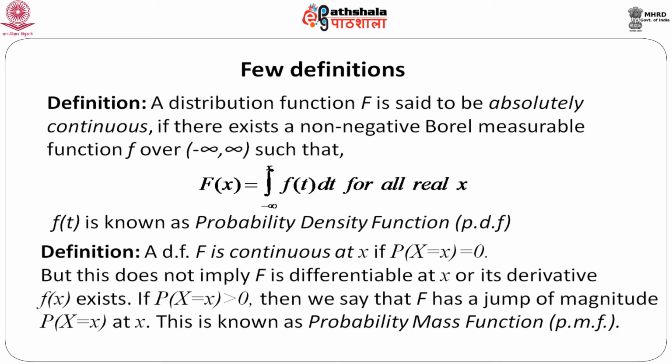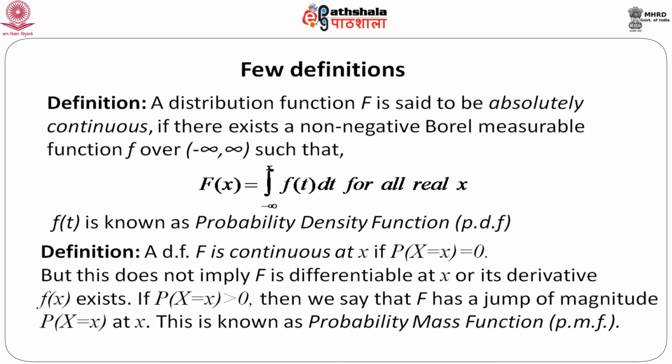Another definition is that a distribution function F is continuous at x if probability of X equals x is 0. That means, probability of observing a single point in the support of X, provided F is continuous, is exactly equal to 0. But the important thing that we should note is that this does not imply that F is differentiable at x. Although F is continuous, F may not be differentiable, or the derivative F dash x may not exist. That means it does not guarantee that you will always find a probability density function corresponding to capital F, but we can get it only when it is absolutely continuous.